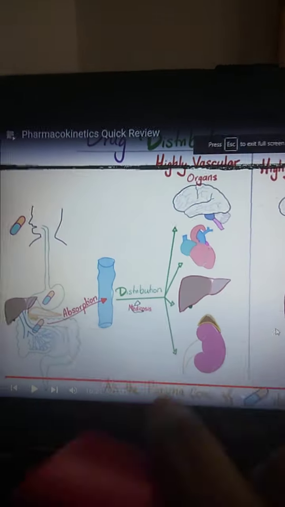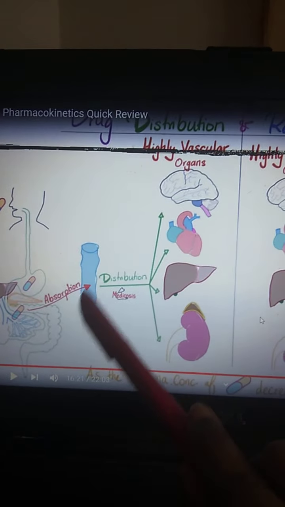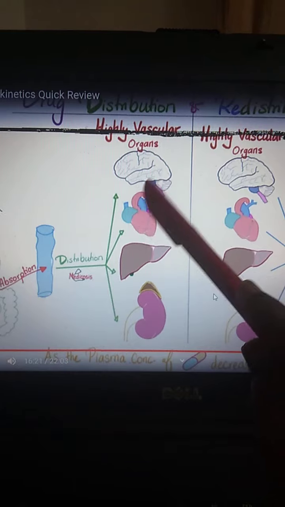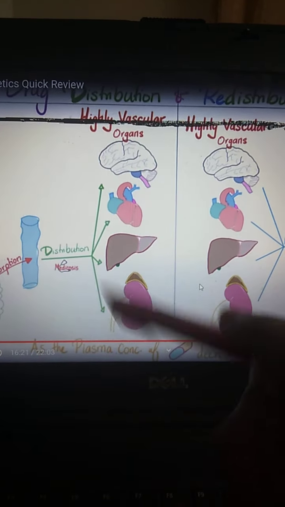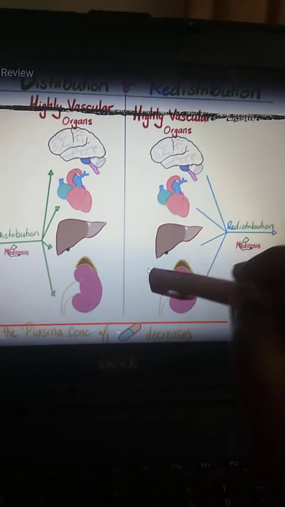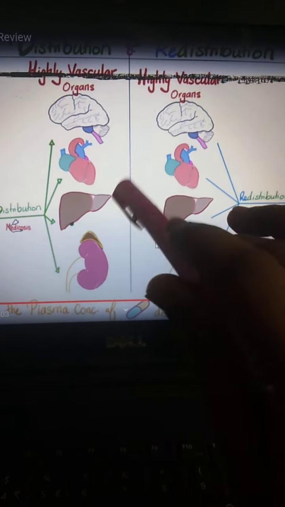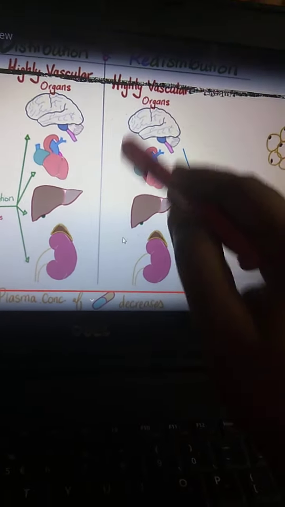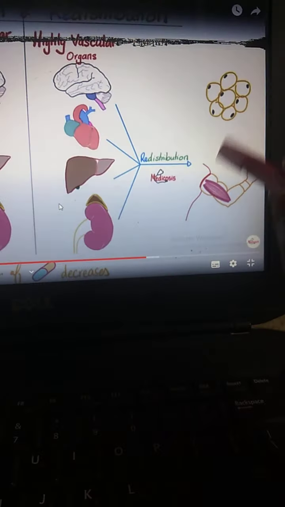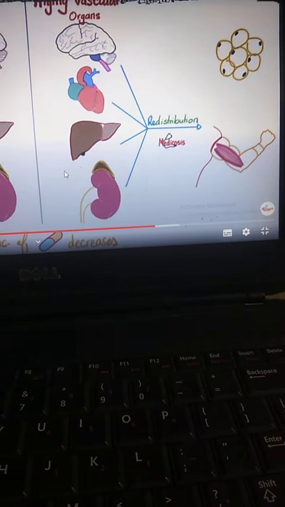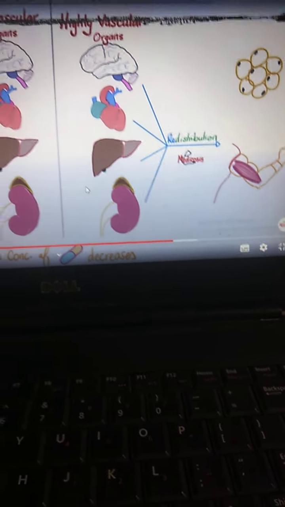See what happens is, once the drug is absorbed, it is first distributed to the highly vascular organs, brain, heart, liver, and kidney. After reaching a certain concentration, these will have high concentration, and the other tissues like fat and muscles will have low concentration, and then it is redistributed. That is why we keep on giving drugs. We want to achieve a steady state saturation.